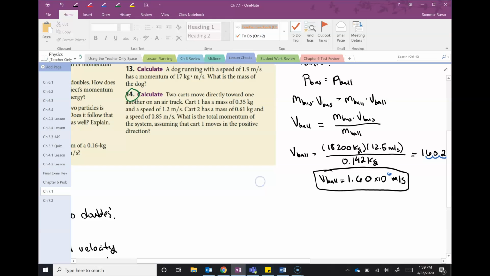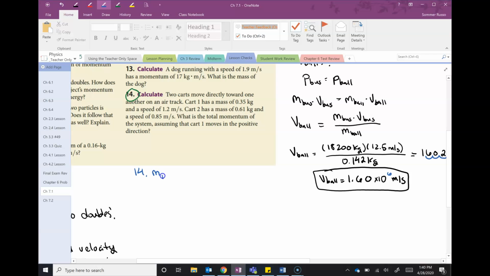And this brings us to the last question for 7.1. We are looking at 2 carts moving directly toward one another on an air track. Cart 1 has a mass of 0.35 kilograms at a speed of 1.2 meters per second. All right, so number 14, I'm going to start taking down my notes.